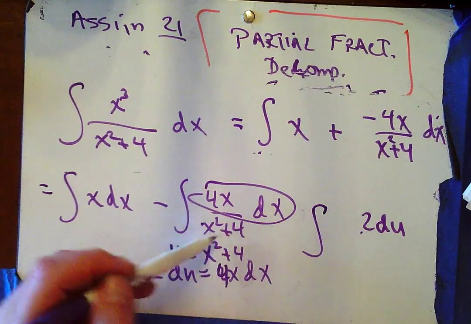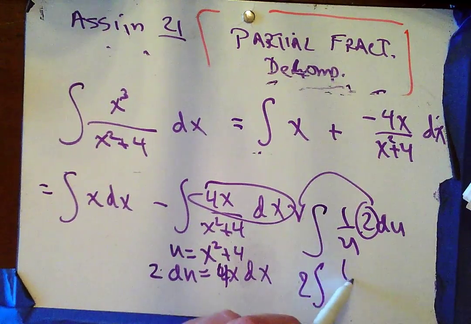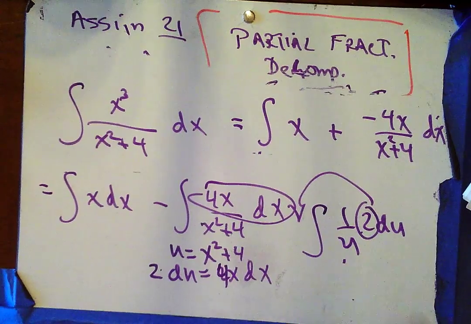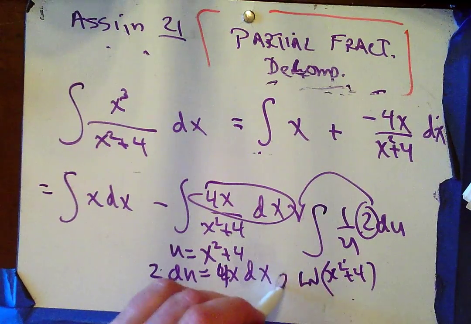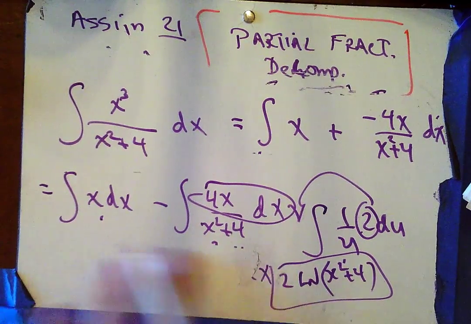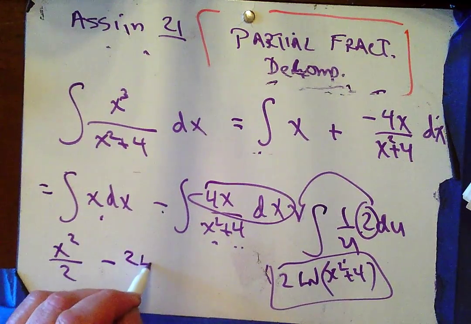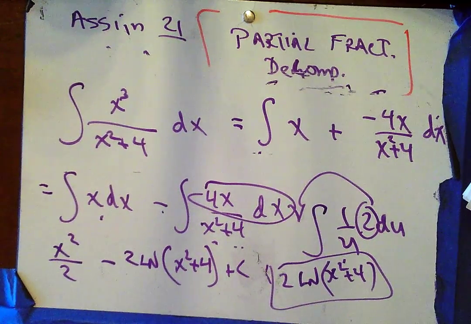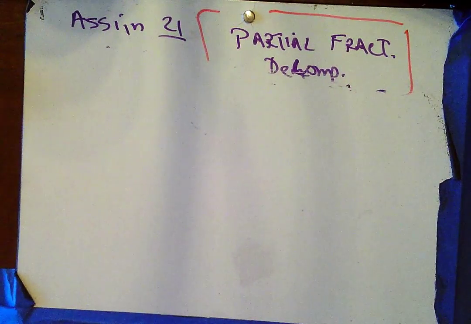All right, so then this integral can be rewritten as 2 du, and here I've got u in the denominator. I can pull out that constant, 2 times the integral of 1 over u du. Well, that's just ln of u times 2. So the antiderivative of this is x squared over 2 minus 2 ln x squared plus 4, and don't forget the plus c. All right, nice. Well, maybe that's not as bad as I was expecting it to be.